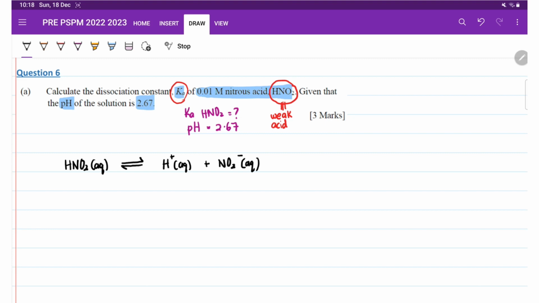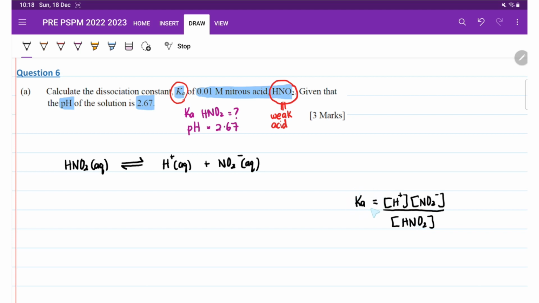So, we want to find what is the Ka value. So, dekat sini, since kita nak cari Ka value, kita mesti ada Ka expression. So, saya tulis dulu Ka expression dekat sini. So, Ka expression, product over reactant. So, concentration of H plus times concentration of NO2 minus over concentration of HNO2. So, we need to find what is the concentration of H plus, NO2 minus, HNO2.